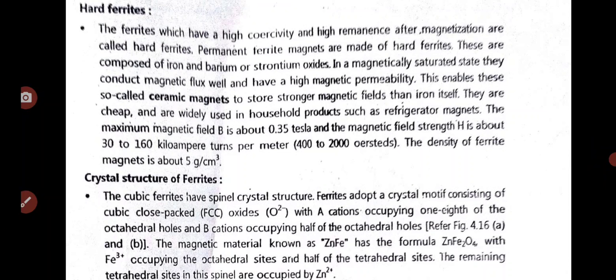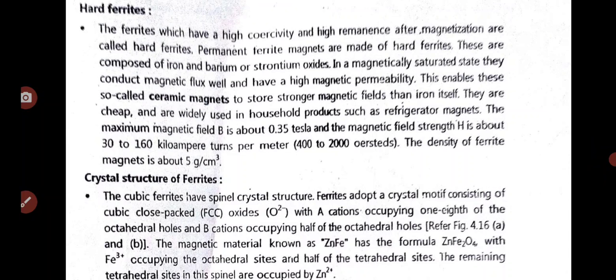which is used in transformers and conductor material. The next type of ferrite is considered hard ferrite. Compared to soft ferrite, those with high coercivity and high remanence after magnetization are called hard ferrites, and permanent ferrite magnets are made of hard ferrite. These are compounds of iron and barium and strontium oxide. If we see a material in a magnetically saturated state, it conducts magnetic flux well and has high magnetic permeability.